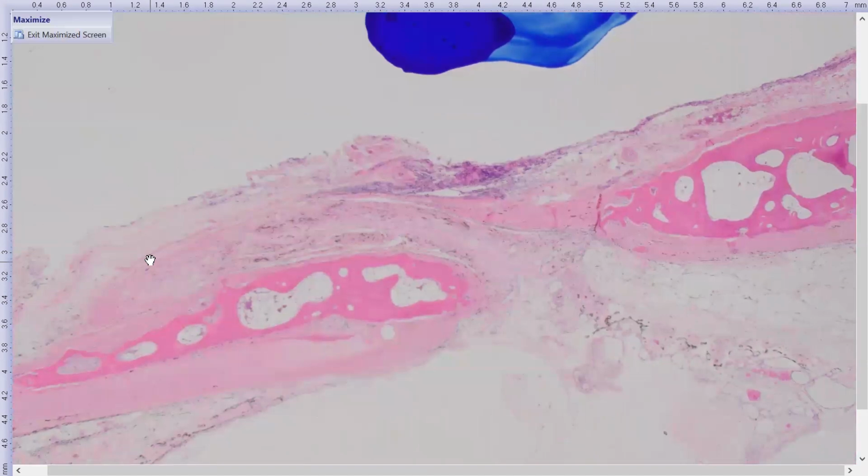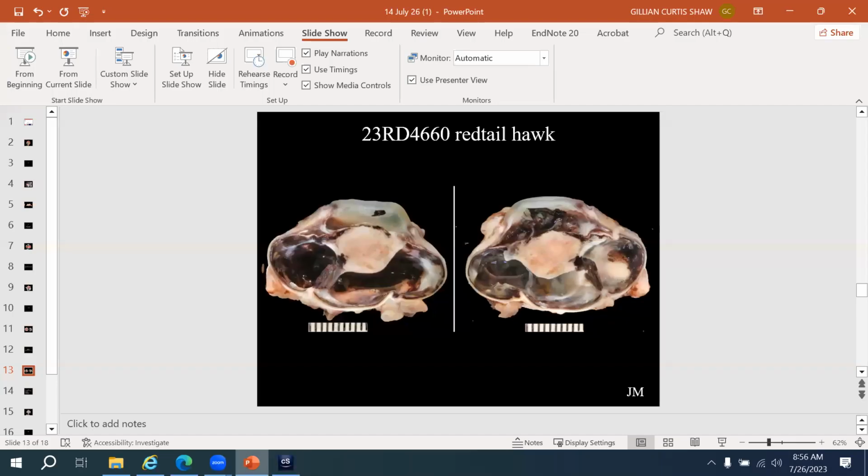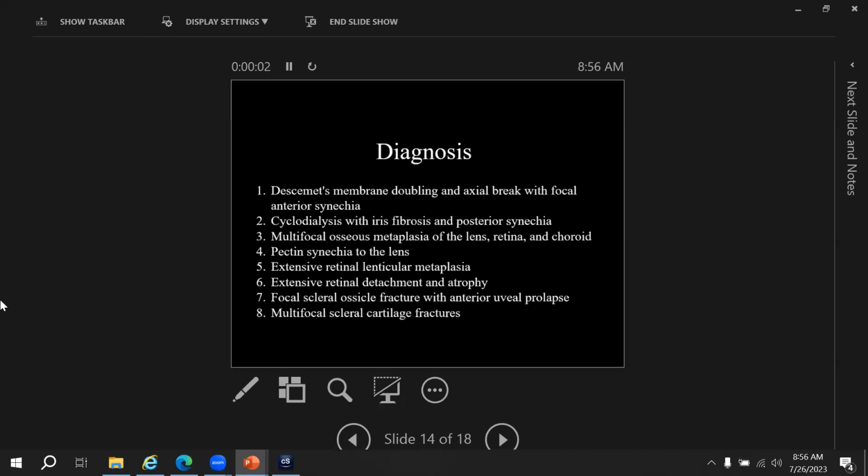I think that was everything involved to show for the eye. So a lot of things going on with this red-tailed hawk eye. We had that axial break and anterior synechia of the iris, the lifting up of the iris and ciliary body, the cyclodialysis with fibrosis, posterior synechia, multifocal osseous metaplasia of the lens, the retina, and the choroid, the synechia of the pecten, the lenticular metaplasia in the retina with retinal detachment and atrophy, and then the multiple fractures in the sclera and the scleral ossicles.